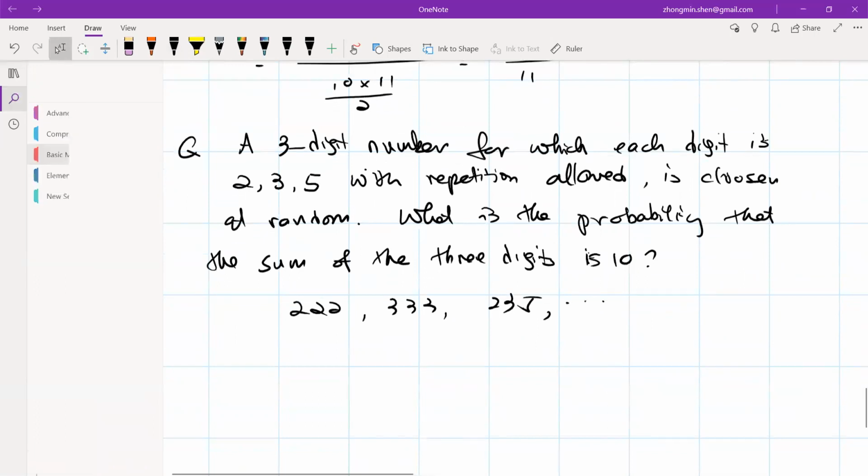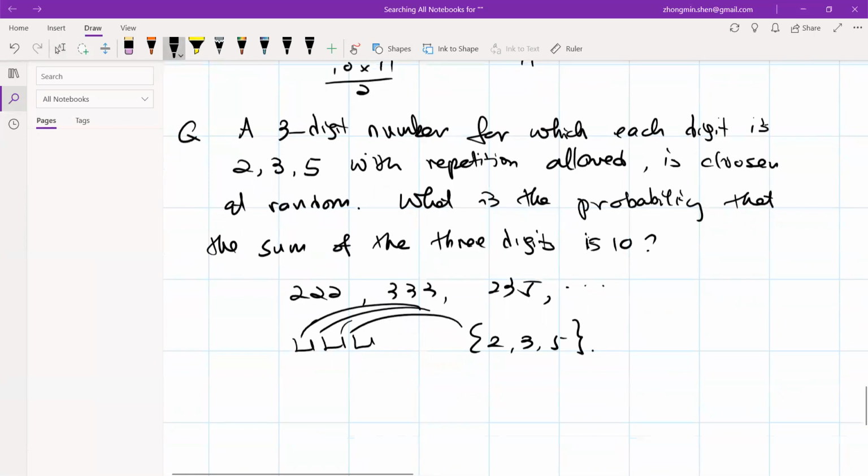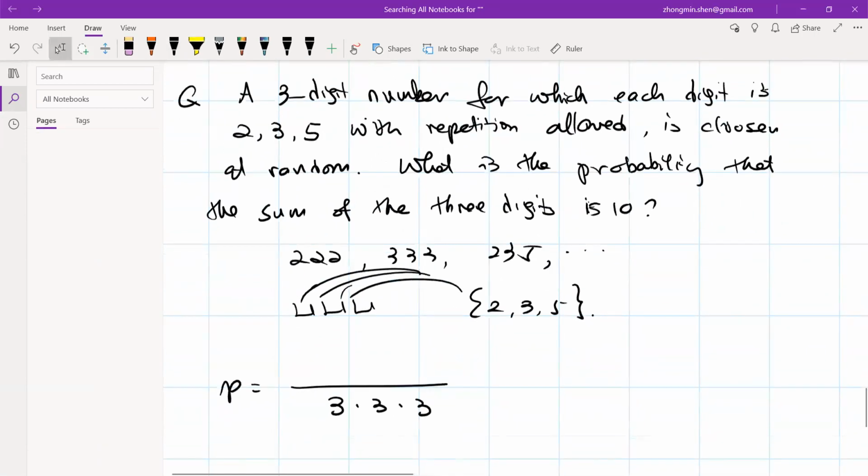So you're going to write down a 3-digit number, and you're only using one of these 3 digits. For the first one, you have how many choices? 3 choices. For the second one, you have 3 choices. For the third one, you also have 3 choices. That's all the possible outcomes. So the question is, how do you count the numerator? How to find the numerator for this problem?